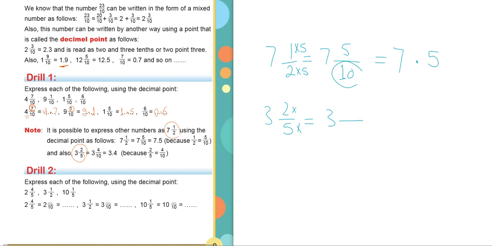Times 2 because 5 must be equal 10. So 5 times 2, and the numerator 2 times 2 equal 4, and 5 times 2 equal 10. Put decimal point. Start from right. Here we have 4, then left 3. 3 and 4 tenths, or 3.4.